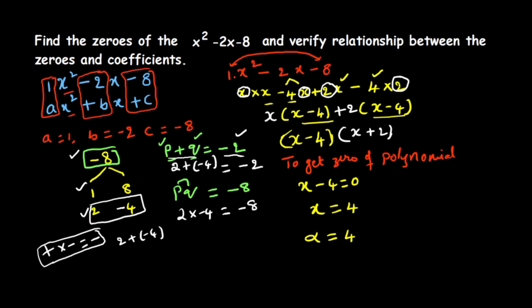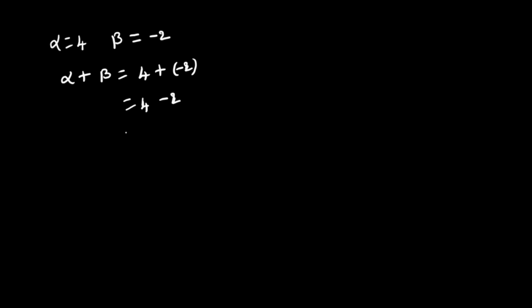Now another one: x plus 2 is there, so we take x plus 2 equal to 0, then x equal to minus 2, so this is beta equal to minus 2. Now we should check its relation, that is alpha equal to 4 and beta equal to minus 2. So we can add these two: alpha plus beta equals 4 plus of minus 2, that means 4 minus 2, which equals 2.